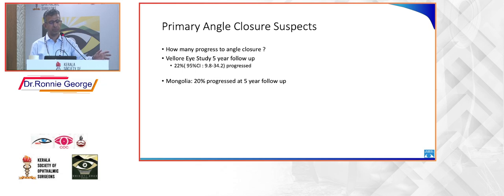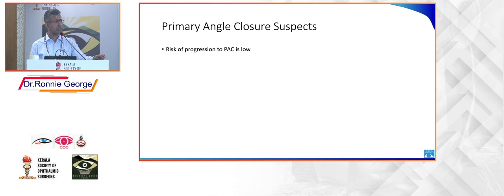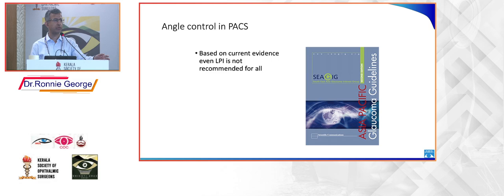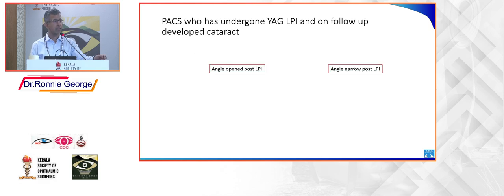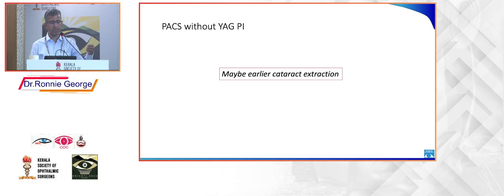When you look at the progression of primary angle closure suspects, and this has already been presented, 22% progressed over 5 years, and in the Mongolia study by Paul Foster, 20% progressed at 5 years. The risk of progression to PAC from PACS is low, which is why we don't recommend anything except in high-risk cases. For a PACS patient who has undergone YAG LPI and on follow-up has developed cataract, if the angle opened up post-LPI, you can do cataract surgery whenever you do it routinely. If the angle did not open up post-YAG PI, do it a little earlier because that will help with the angle. In somebody who's an angle closure suspect without a YAG PI in place, maybe earlier cataract extraction could be considered. But keep in mind that there should be a cataract.